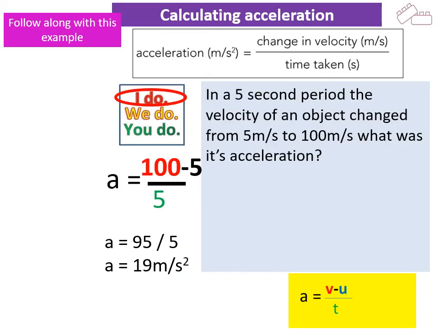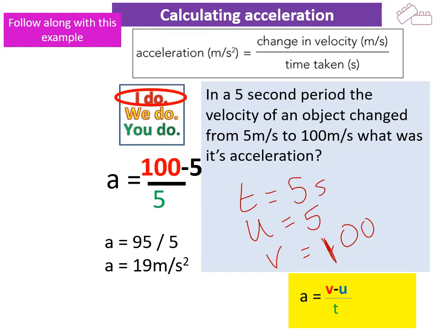Okay, so let's have a go at one together, and you can see how I've done this one already, but I'll read it again and I'll explain what I did. So in a 5-second period, so I know that time is going to be 5 seconds. The velocity of an object changed from 5, so that means that u is 5, and that to 100. So v, the final velocity, is 100. That's a 1, not like an L.